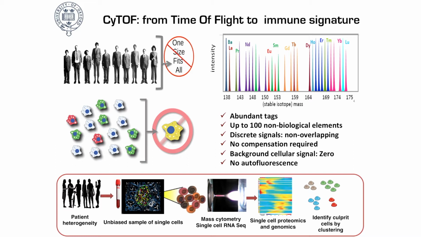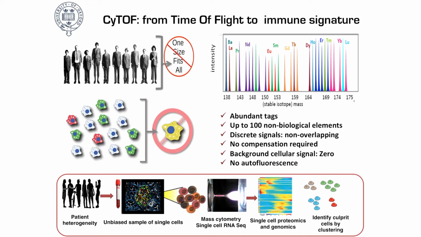For example, with CyTOF, there is availability to use up to 100 non-biological elements. So you have really an abundance of tags that you can use. These signals are discrete. They are not overlapping. As you can see here, you can have distinct peaks of several elements. And also you will see, we'll go through that later, that no compensation is required like you would need in flow cytometry. And there is no background in terms of autofluorescence, since these elements that we use to tag the antibodies are very rare in biological samples.